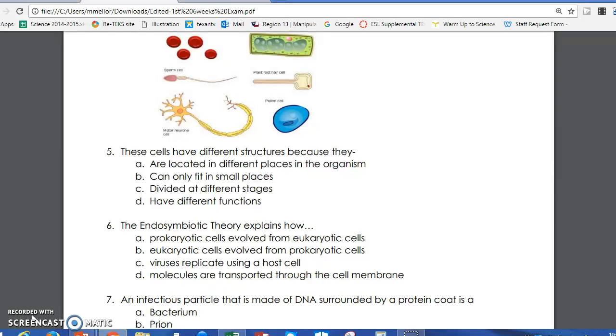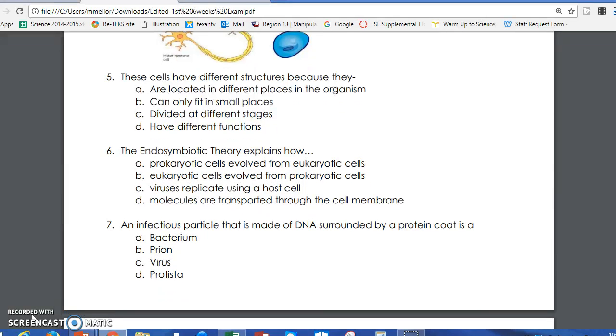Number 6. The endosymbiotic theory explains how A. Prokaryotic cells evolved from eukaryotic cells, B. Eukaryotic cells evolved from prokaryotic cells, C. Viruses replicate using a host cell, or D. Molecules are transported through the cell membrane.